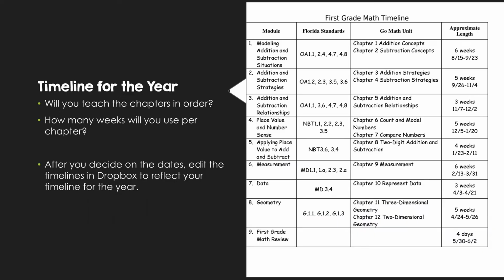The first thing you need to do is decide on the timeline for the year. Will you teach your chapters in order, or do you need to rearrange them? How many weeks will you need for each chapter or module? After you decide on the dates, edit the timeline in Dropbox to reflect your timeline for the year. That way you know where you're headed.